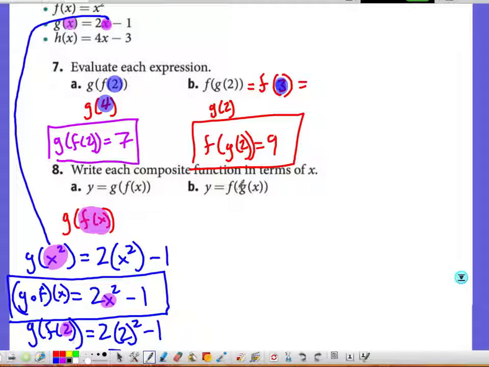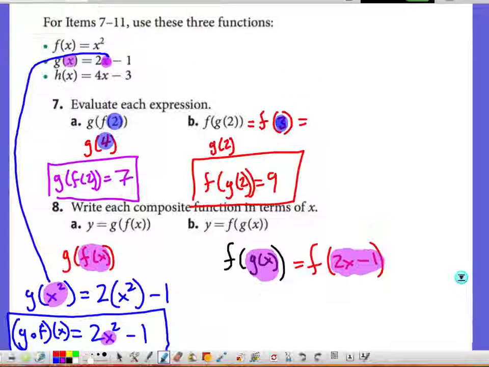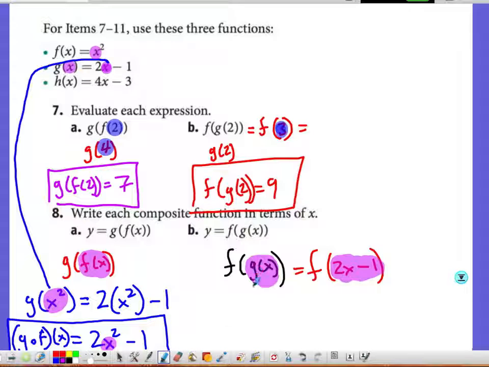We want to do the same thing with f of g of x. So notice my inner function here is now going to be g of x. And g of x is equal to 2x minus 1. And so I can rewrite this as f of 2x minus 1. Notice again, we don't have a number to plug in, but instead we have an expression that is equal to g of x. And so what I want to do is my input is going to be this expression, and I'm going to plug it into the function f of x. Specifically, it's going to replace the x.